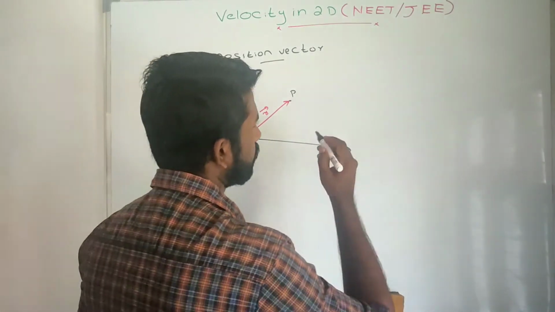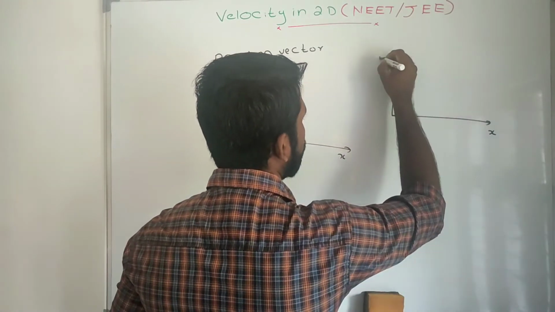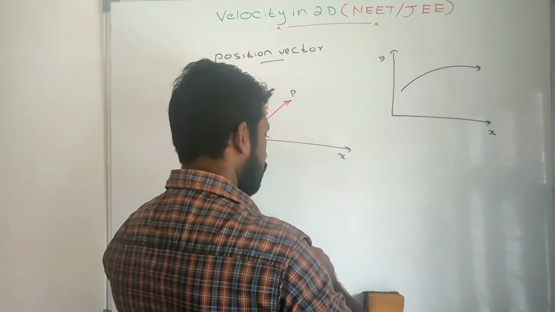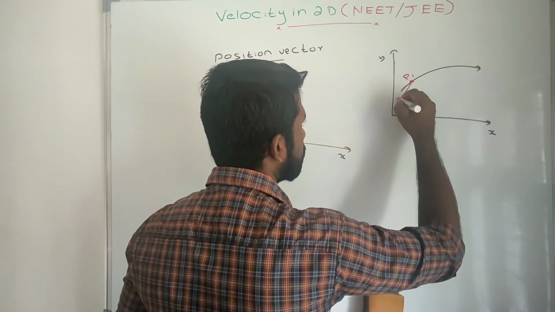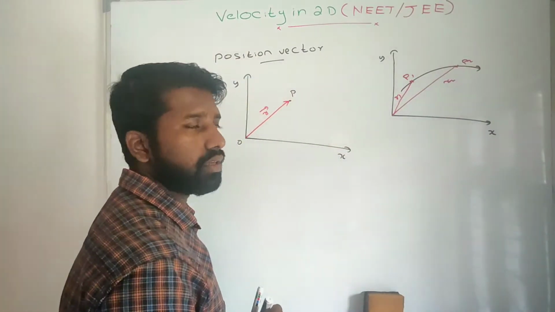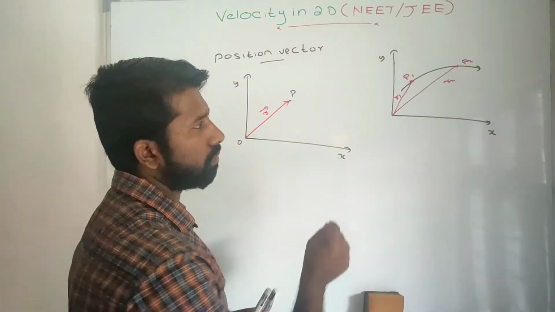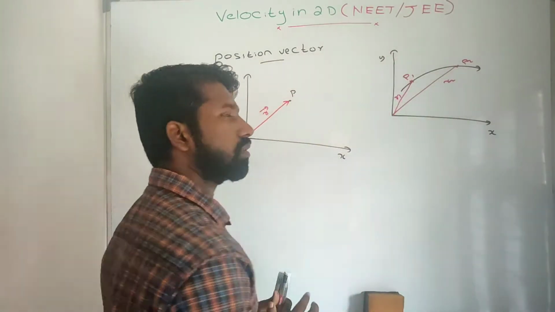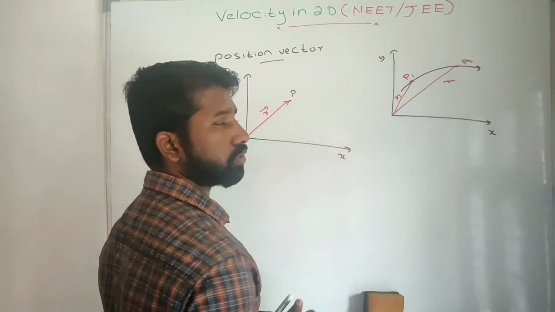Now you see the x, y axis. The body is moving like this. Initially, I consider point P1. The position vector of the point P1 is R1 and the position vector of P2 is R2. So initially the body is at point P1. After delta t time, after a small time, the body is at point P2. So now you see that the position changes, the body is in motion. Initial point position vector is R1 and the final point position vector is R2.